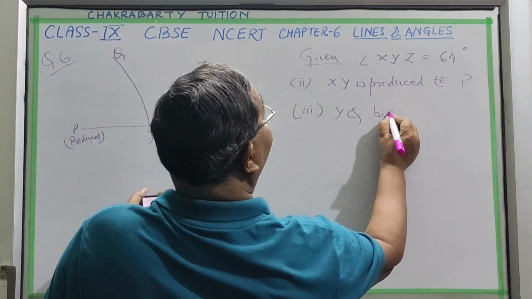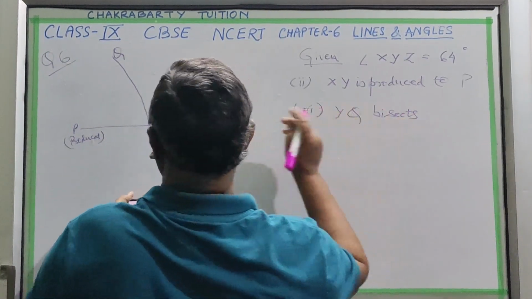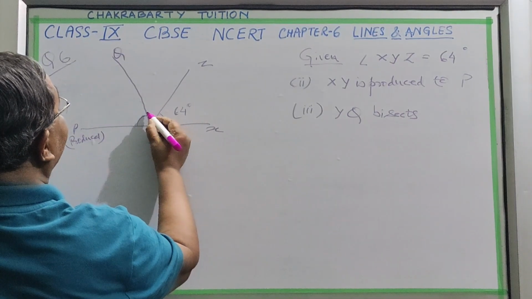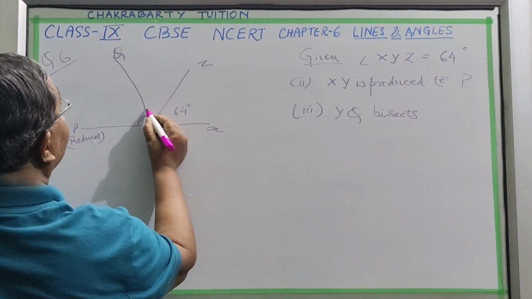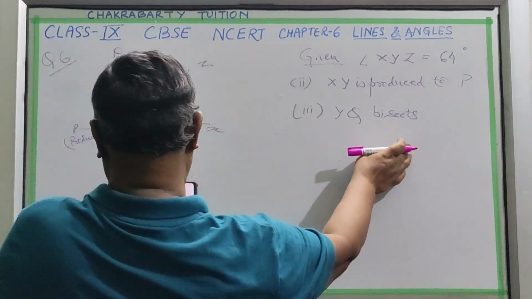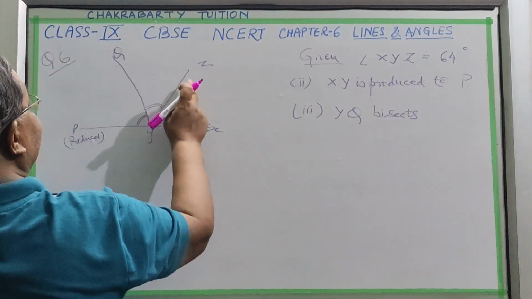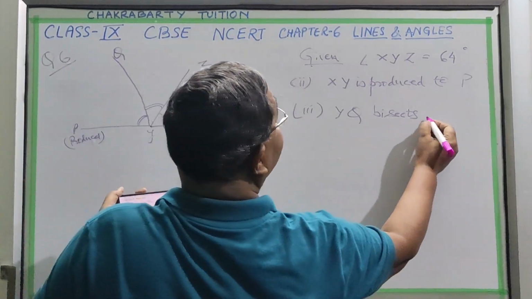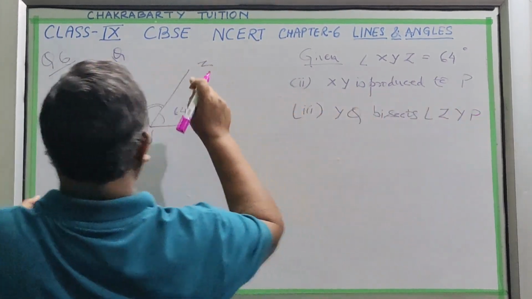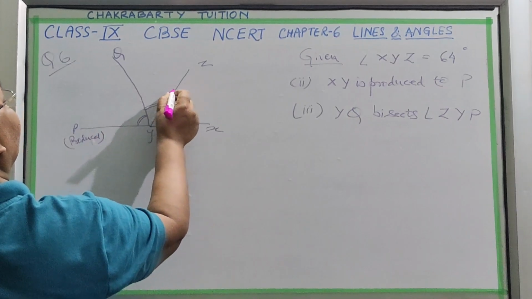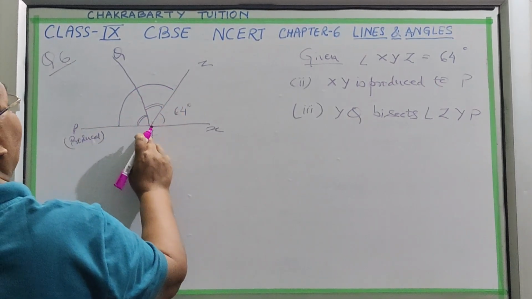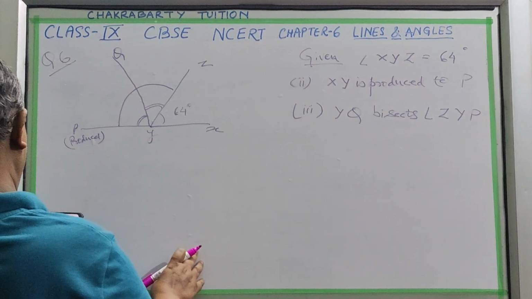Bisects means this angle and this angle will be equal. This angle is equal to this angle. It is bisecting ZYP. Bisects angle ZYP. ZYP means the full angle ZYP. This is ZYP. Okay, it is bisecting.